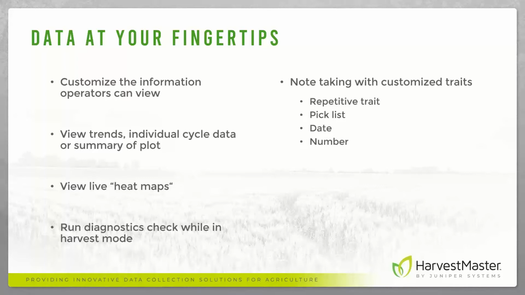And then the other thing is we have note-taking capability during harvest. There are different trait types. You could have a pick list that lets you choose what your responses are, and then date and number type traits.